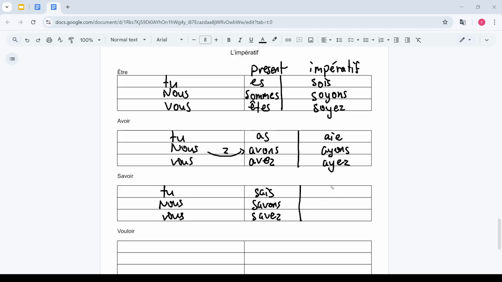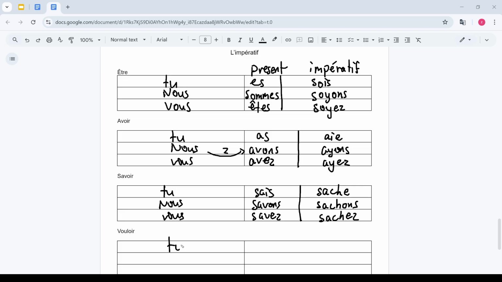Let's take a look at impératif. So for tu is sache, sachons, and sachez. So notice again, there's still a pattern. It's just not the same as the present tense version, which is what usual regular verbs do.